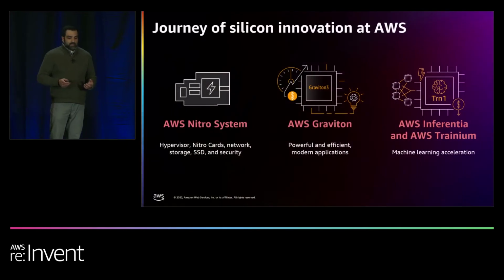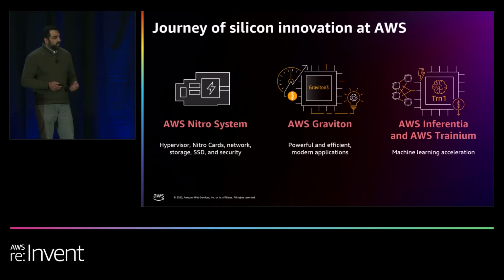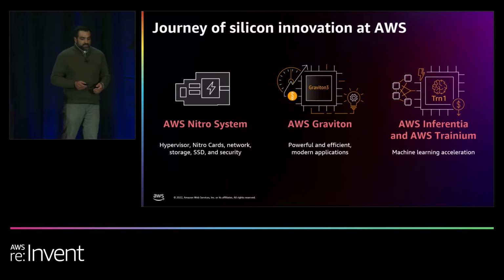At Annapurna, we focus on the key areas that are strategic in enabling customers on AWS with purpose-built chips targeting a wide variety of use cases. The Nitro product line focused on optimizing networking, storage, and security on all EC2 instances. Graviton is our general purpose, high performance, low cost compute product line. And Inferentia and Trainium are focused on pushing machine learning workloads on efficiency and scale.